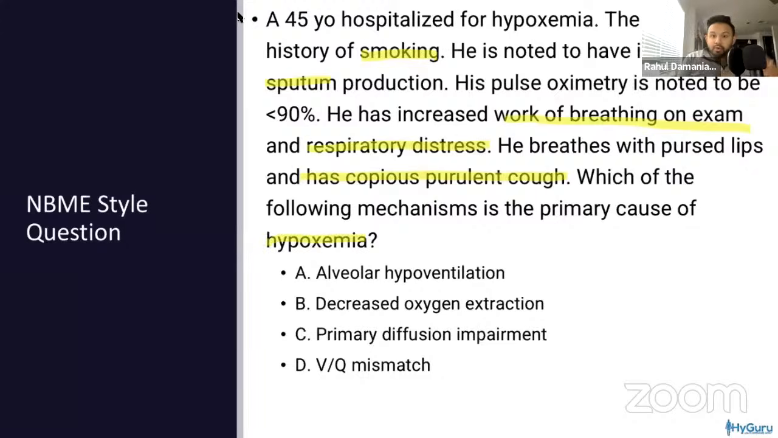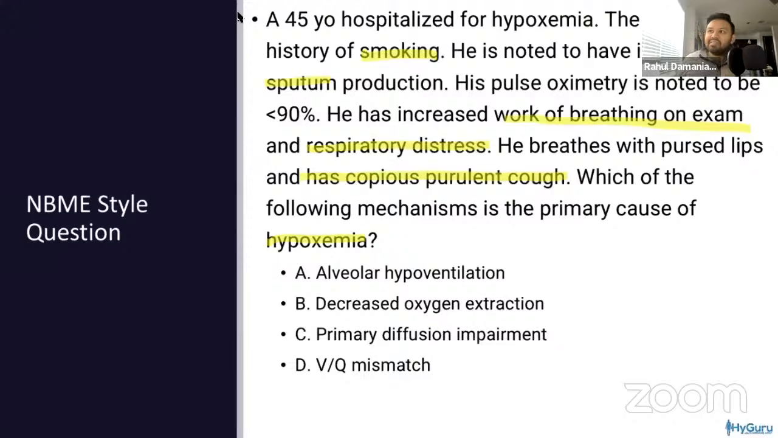All right, so this patient has a COPD exacerbation. And in particular, you're seeing that his bronchitis is really bad. Go ahead and put in the chat what you think the answer is that is causing the hypoxemia here.